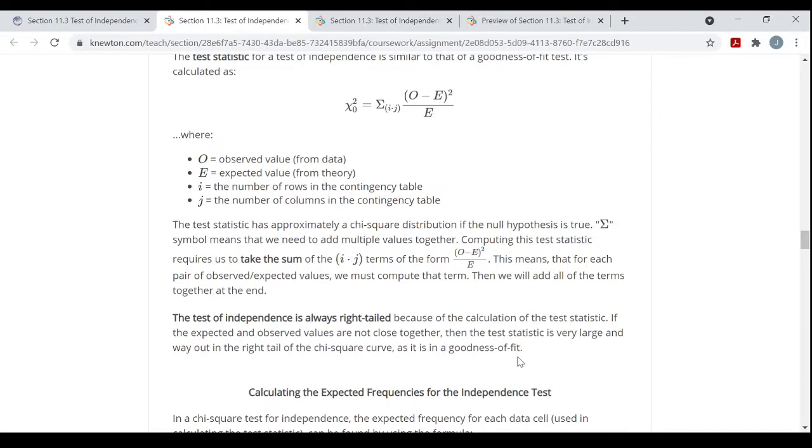If the observed and expected values are close together, then we'll have a smaller value of this chi-squared test statistic, and it won't be in the rejection region, some right tail. And we would keep independence. We would stick with the null hypothesis.